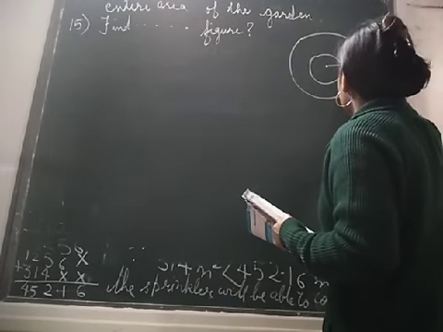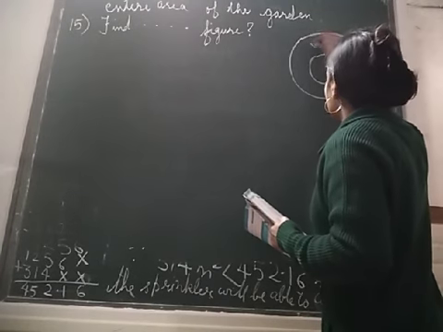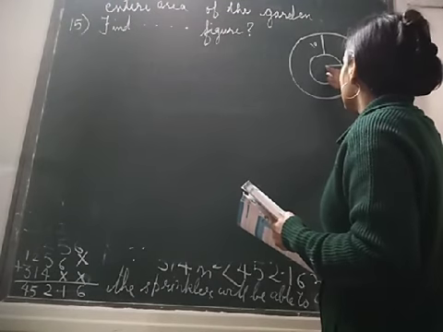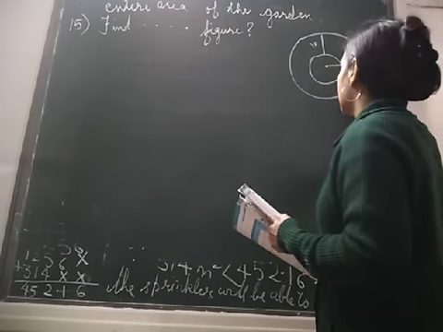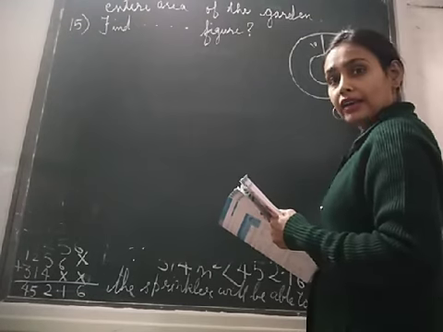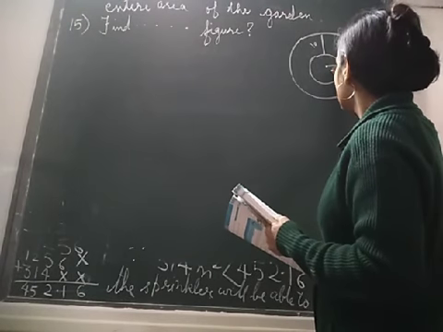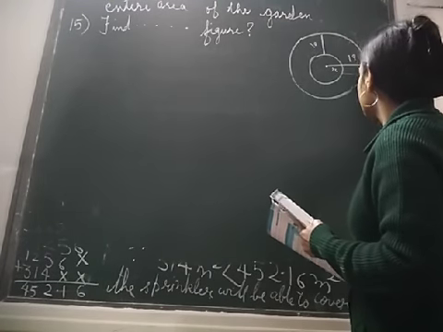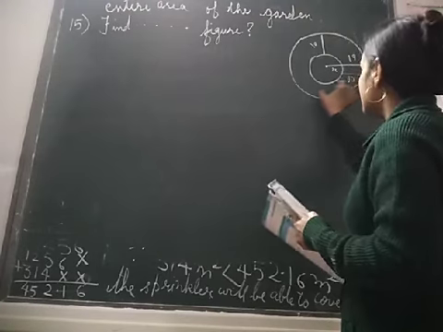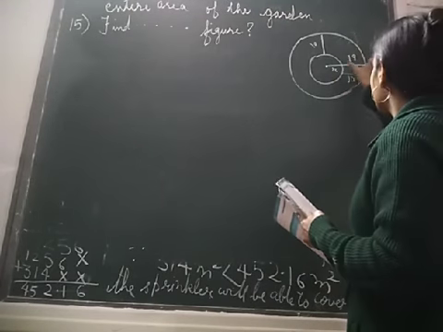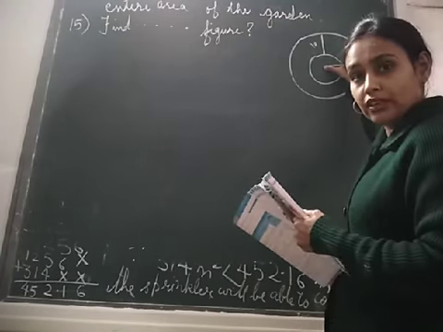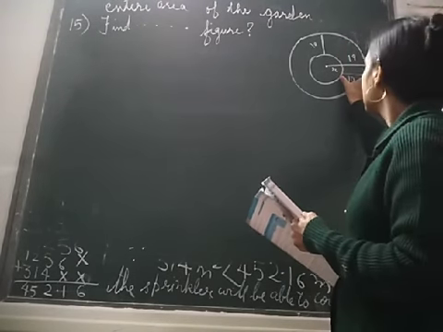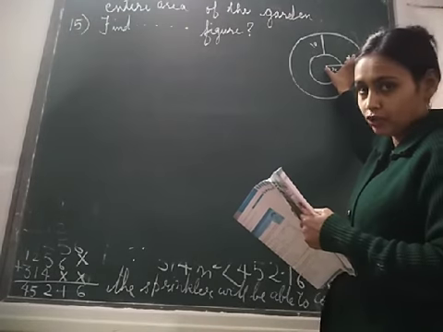This is 19 and this is 10. That means this entire width is 10, correct? So, the radius of the outer circle is given as 19, and the radius of the inner circle, how to get it? Very simple, we know this width is 10, yes? So, if from the total radius of the outer circle we remove this width, that is 10, we'll get the value of r, correct?